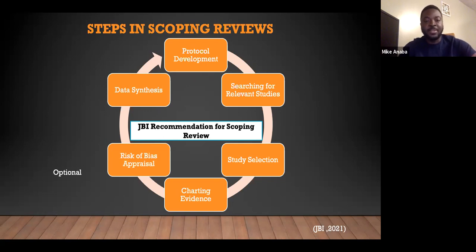And then the last, but not the least, is data synthesis. After you've done charting of your evidence, you can synthesize your data, and that ends the process in terms of conducting scoping reviews.